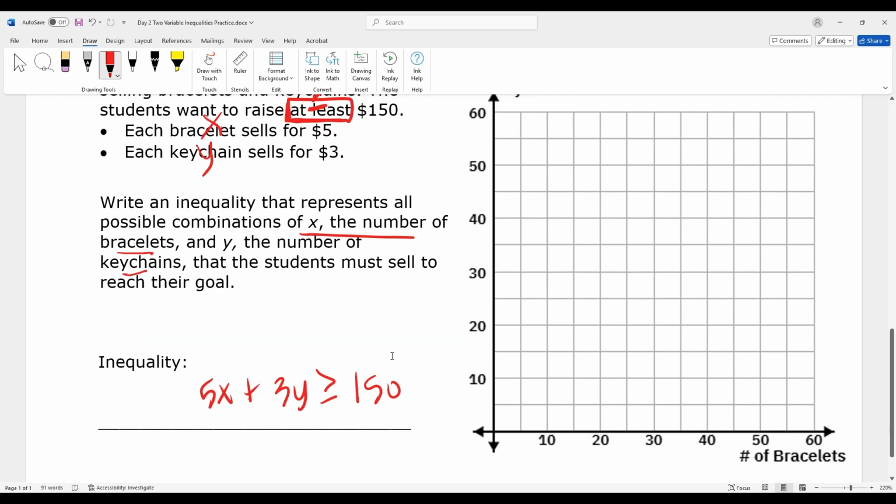Just like we did previously, I'm going to graph by my X and Y intercepts. So when X is 0, that gives me 150 divided by 3, which is going to give me 50. So our y-intercept is at 0, 50. We're going to graph our x-intercept. That is when y is 0. That's going to give you 150 divided by 5, which gives you 30.